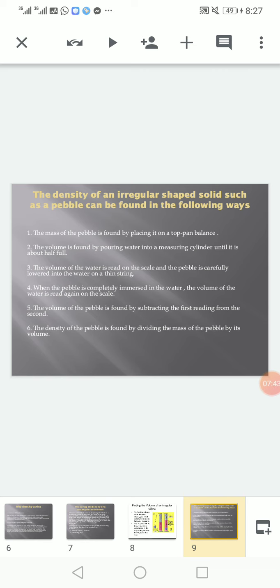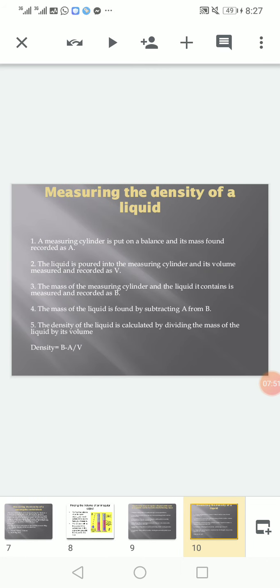I believe we discussed this extensively in our Zoom class, so I don't think you should have any issue with how to find the density of an irregular object. We also discussed the density of a liquid in our Zoom class, and the procedure is stated in this slide.